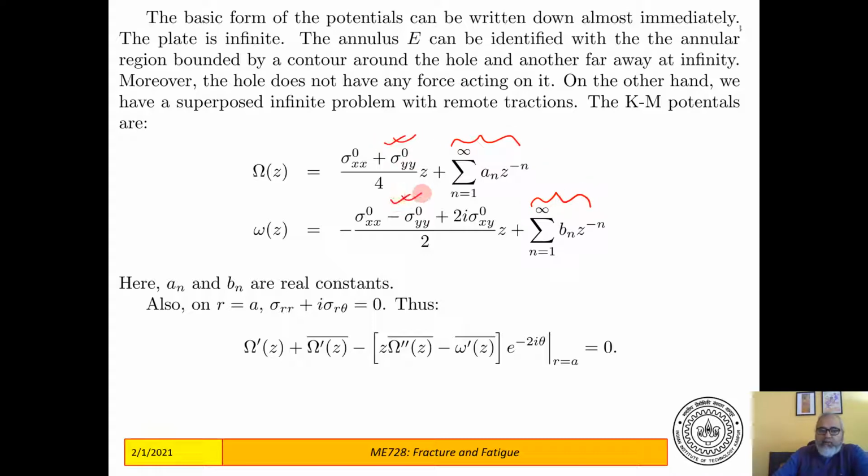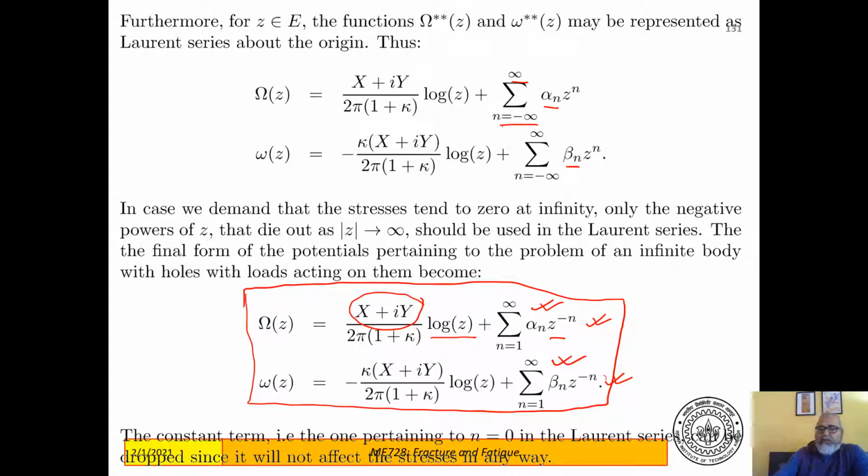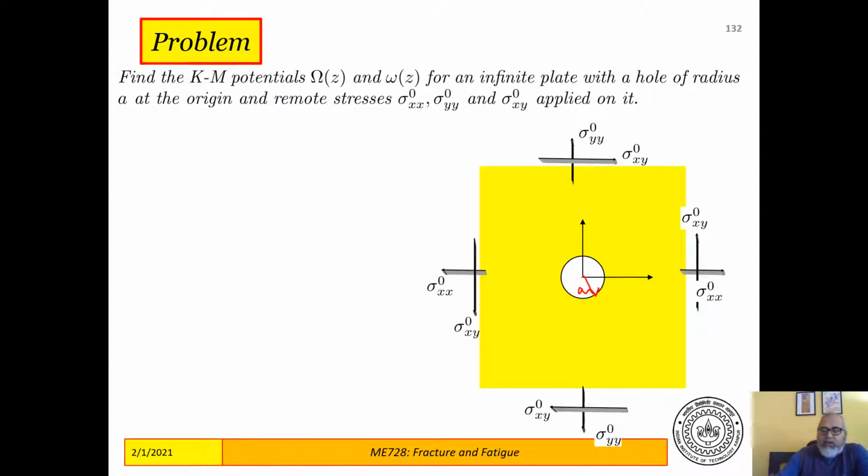What is this? Remember, when we looked at these equations, we said that these are Laurent series, and we should get rid of all the positive powers of z, because they go to infinity as mod z tends to infinity. So we cannot have them. We need these terms to go to 0. So we had taken all the positive terms of this list, and we retained only the negative terms. That was based on the premise that these have to go to 0 as mod z tends to infinity. However, in this case, they don't have to go to 0, but they have to go to these constant values that you have specified far away from the hole.